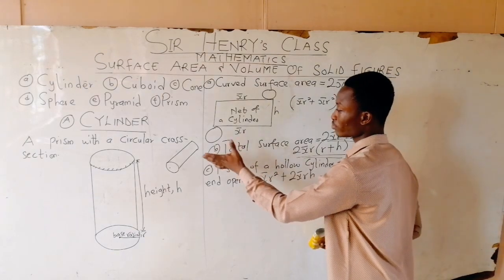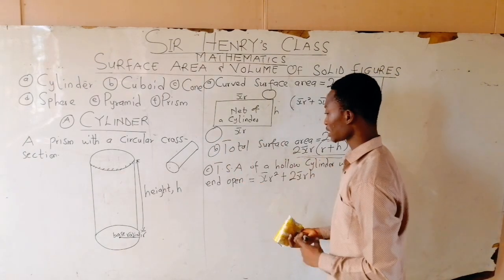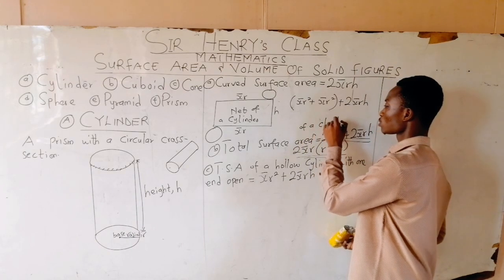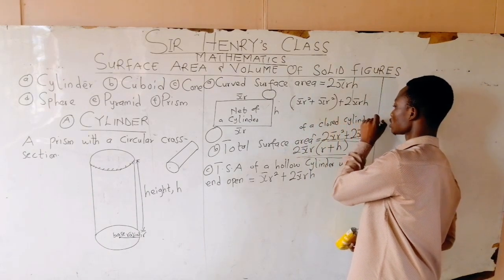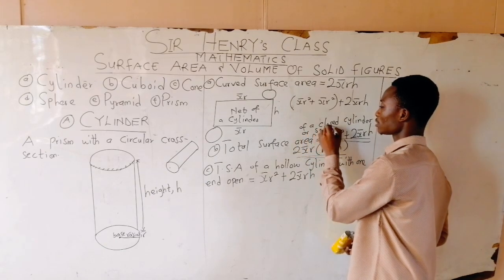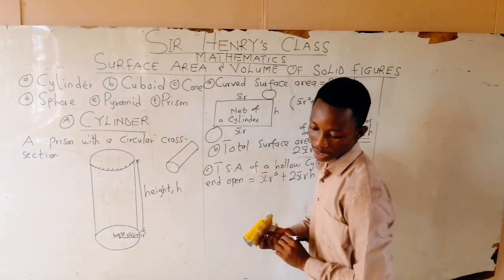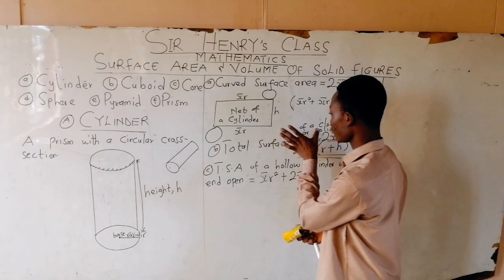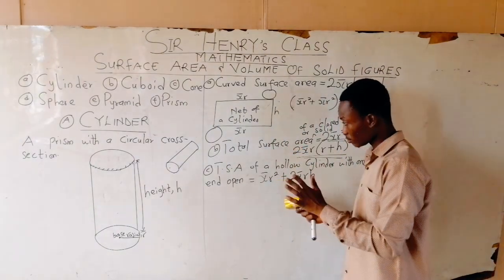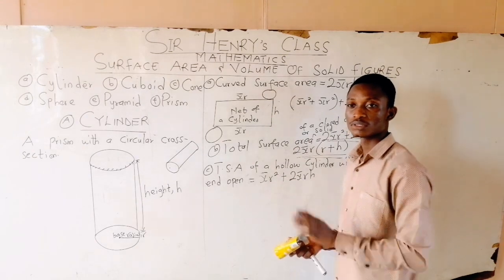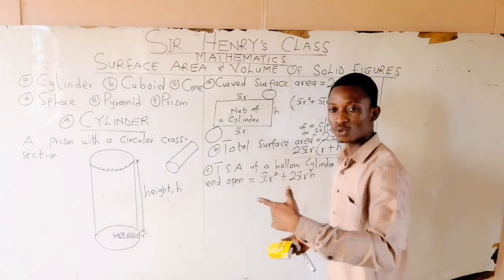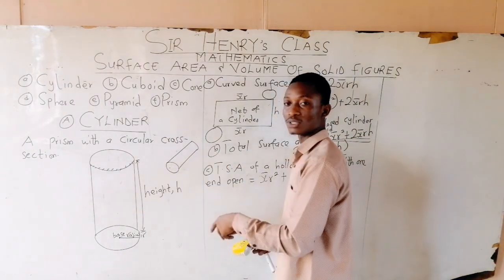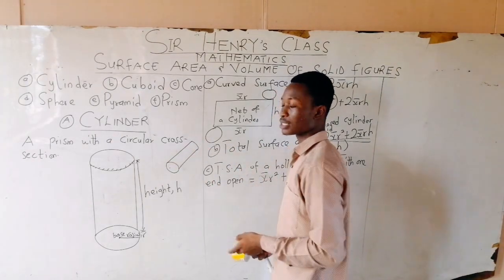If it is the total surface area of a closed cylinder, so with this one, you can see the total surface area of a closed cylinder. Closed cylinder, or someone will say solid cylinder. It is also accepted. So in here, two sides closed, meaning the two circles are introduced. But a cylinder with one end open simply means that only one circle is included, the other circle is not included.